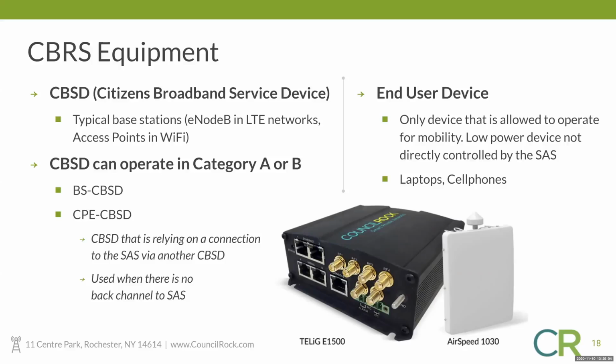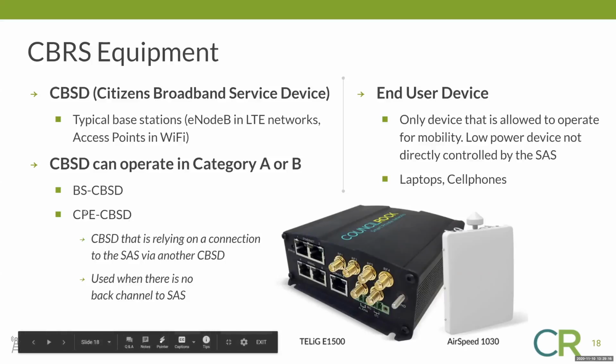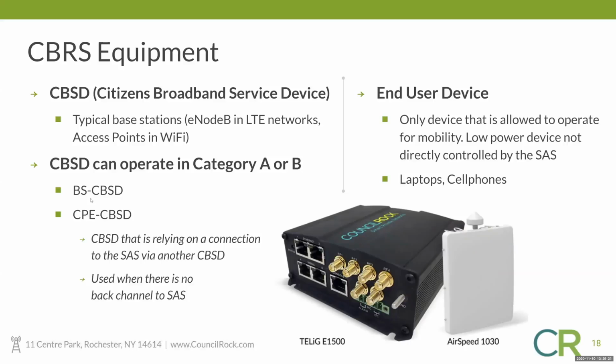A CBSD can operate as category A or B. The FCC nomenclature has two terms to differentiate between the two. A BS CBSD is a category A or category B device that has direct connectivity to a SAS. In other words, it doesn't need to relay communications to another CBSD to connect to the SAS and pass all the information that the SAS requires to be operational.